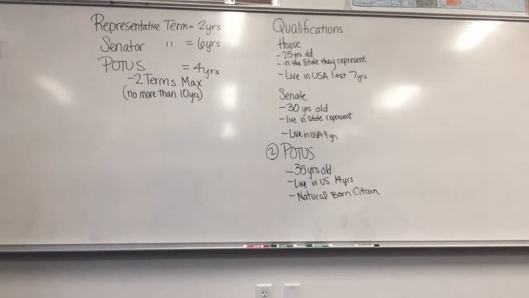So the president has 4-year terms. The maximum number of terms that they can serve is 2. But if, let's say, a president died and the vice president took over, and that vice president was technically president for less than 2 years, then he or she could run for an additional 2 terms, as long as it's no more than 10 years total.